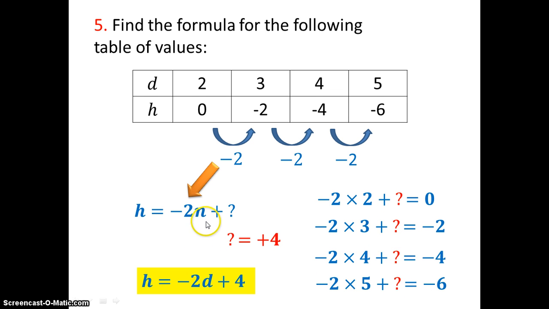So that's why, sorry, that n should be a d. That's why I've got minus 2d plus 4. Thank you.